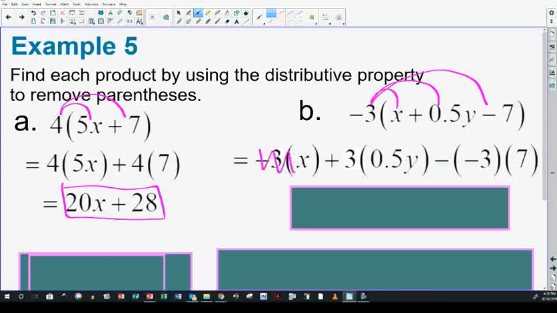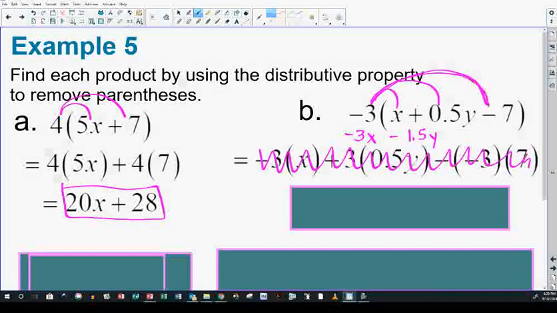So let's scratch this. All right, so I'm just going to rewrite this. So we got negative 3 times x. So negative 3 times x is negative 3x. Negative 3 times 0.5 is negative 1.5. So this is negative 1.5y. And then negative 3 times 7 is positive 21.